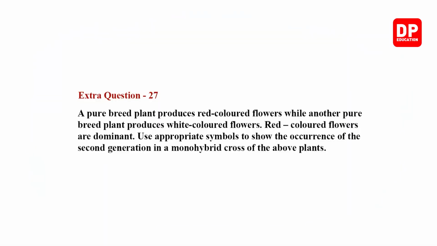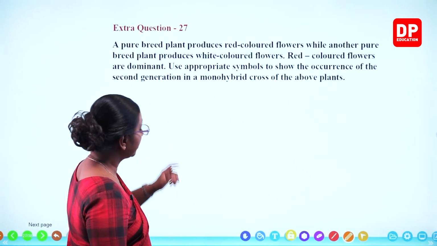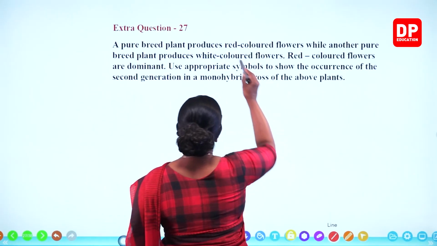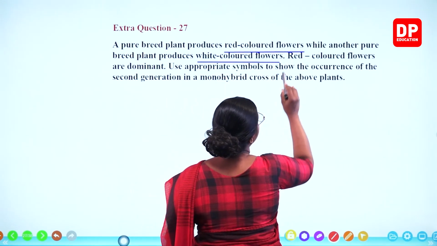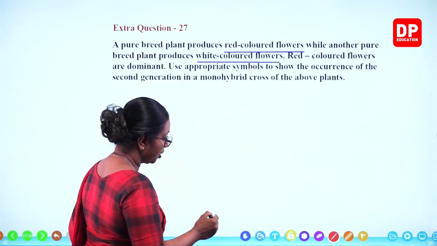Extra question 27. A purebred plant produces red-colored flowers while another purebred plant produces white-colored flowers. Red-colored flowers are dominant. Use appropriate symbols to show the occurrence of the second generation in a monohybrid cross of the plants. So, both are purebred plants.